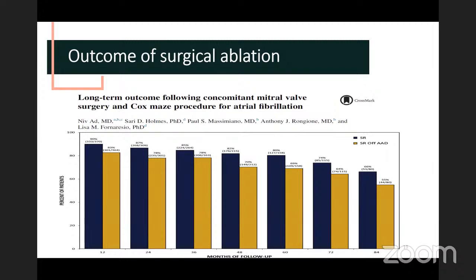They found that at 12 months, or 1 year, the rate of sinus rhythm was around 90% of the patients on antiarrhythmic drugs and 83% of the patients off antiarrhythmic drugs. And you can see the trend was equal up to around 2 years, until the number of patients followed dropped significantly. This could explain the drop in the number of patients in sinus rhythm.